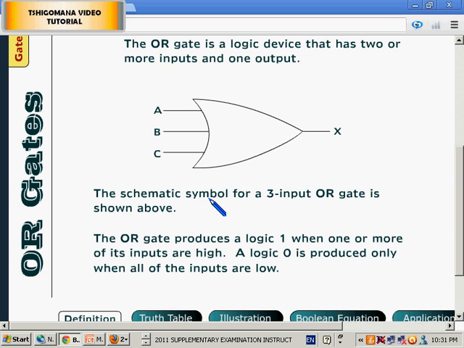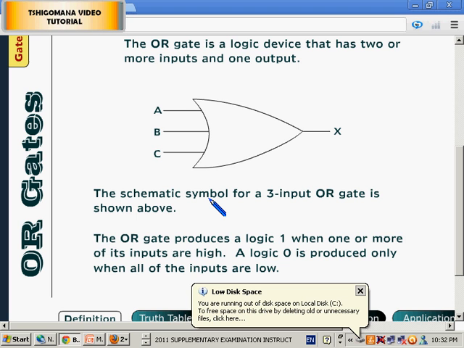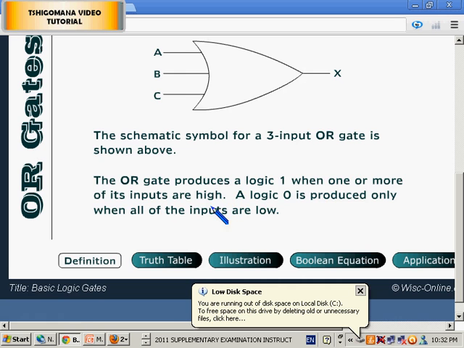Now, what does that mean? If one of the inputs is high, and you are using the OR gate, you are going to get a high output. In other words, by inspection, if you see 001 and you are using the OR operator, you must know that the output is 1, because the OR gate produces a logic 1 when one or more of its inputs are high. A logic 0 is produced only when all the inputs are low.